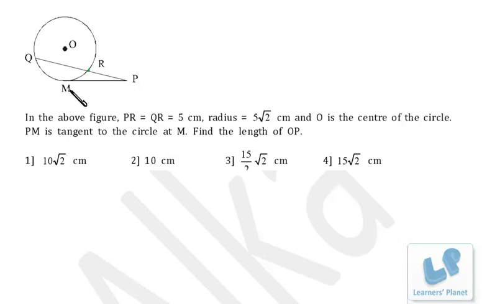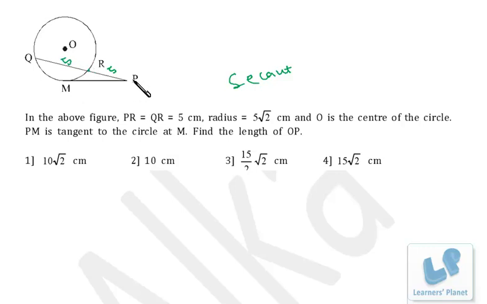Now friends, this QP is actually a secant of the circle. As we have tangent PM, similarly we have a secant, and what is the difference between the two? A tangent touches the circle, but a secant intersects the circle at 2 points. So this secant PQ is intersecting the circle at points R and Q, right? Now PR is given to us as 5 and QR is also 5.